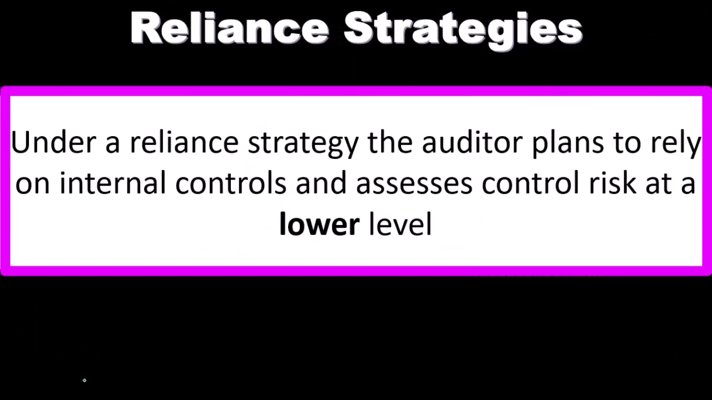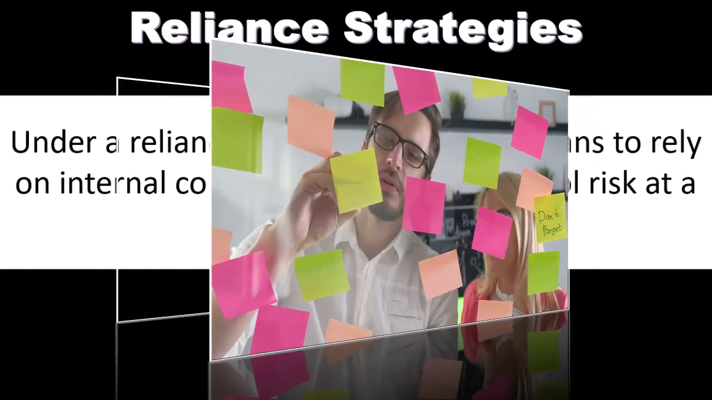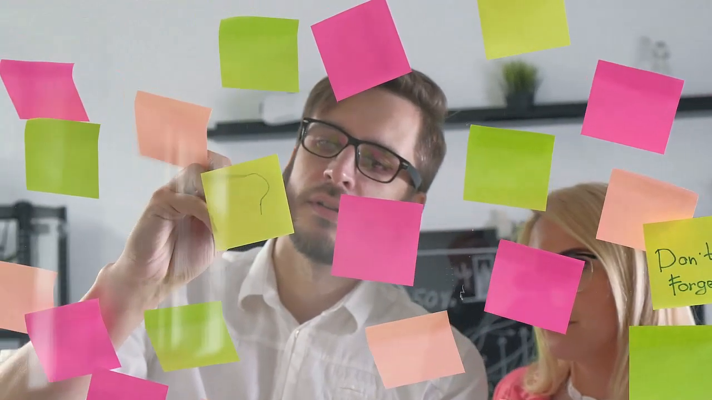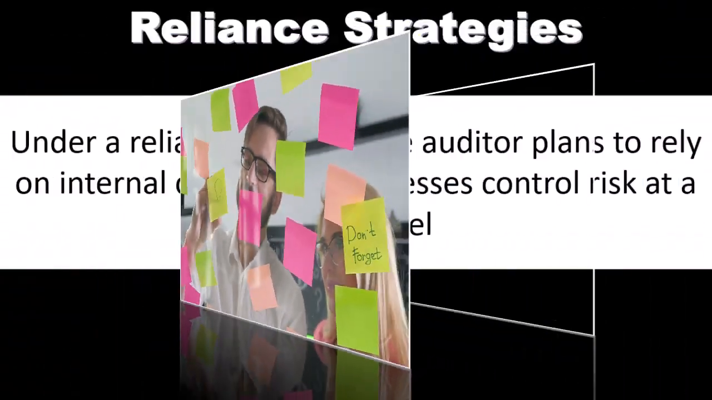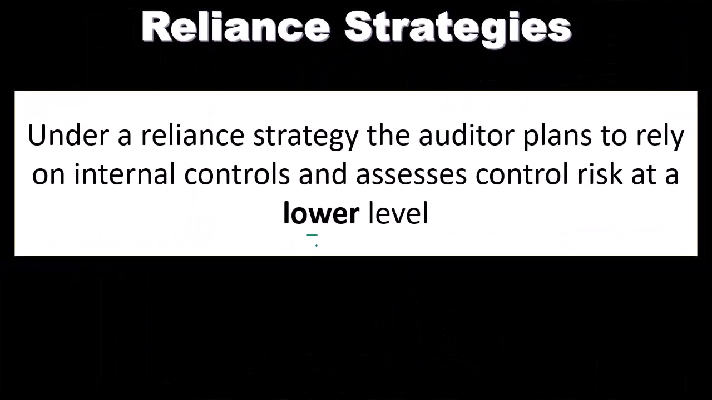So under our reliance strategy, the auditor plans to rely on internal controls and assesses control risk at a lower level. So now we're saying we've looked at internal controls, we have an understanding of them, and therefore we're going to rely on them. We think they're good, and therefore we can rely on internal controls and do less of the actual substantive testing, the more groundwork type of testing.